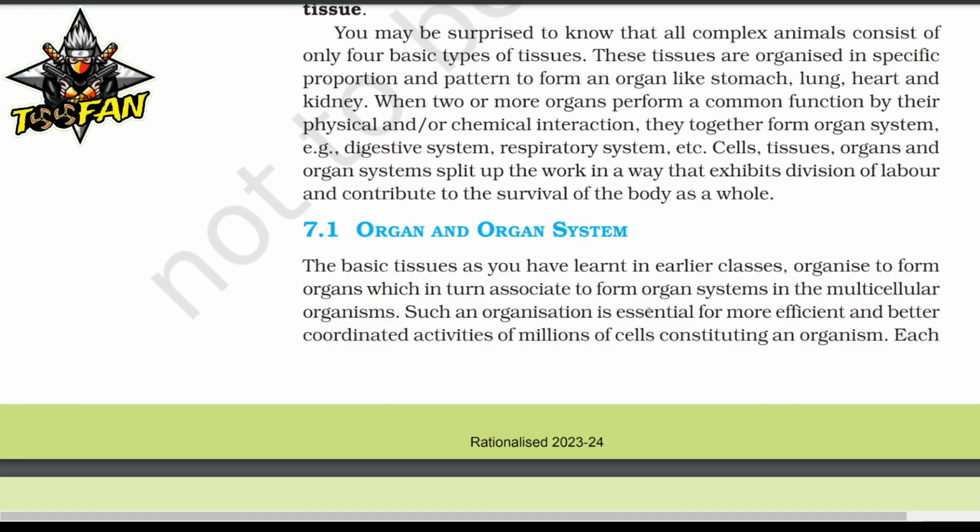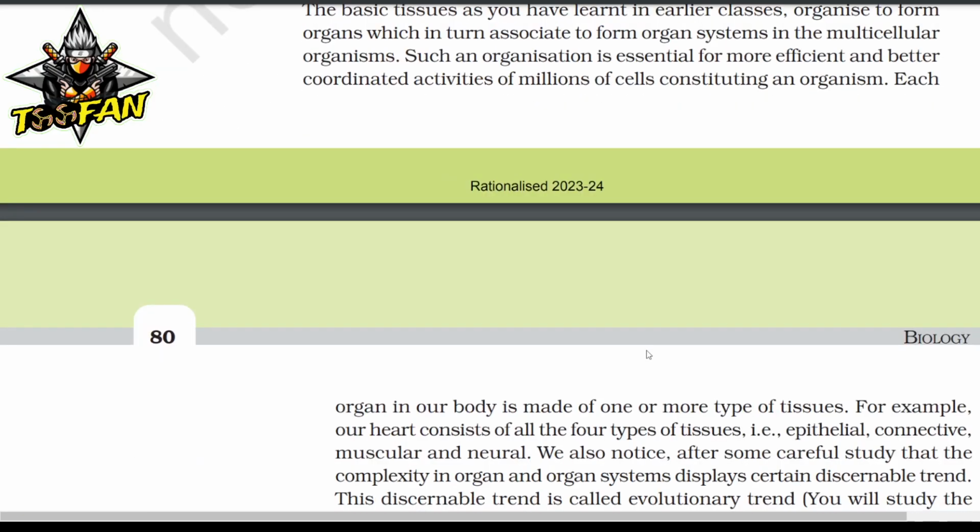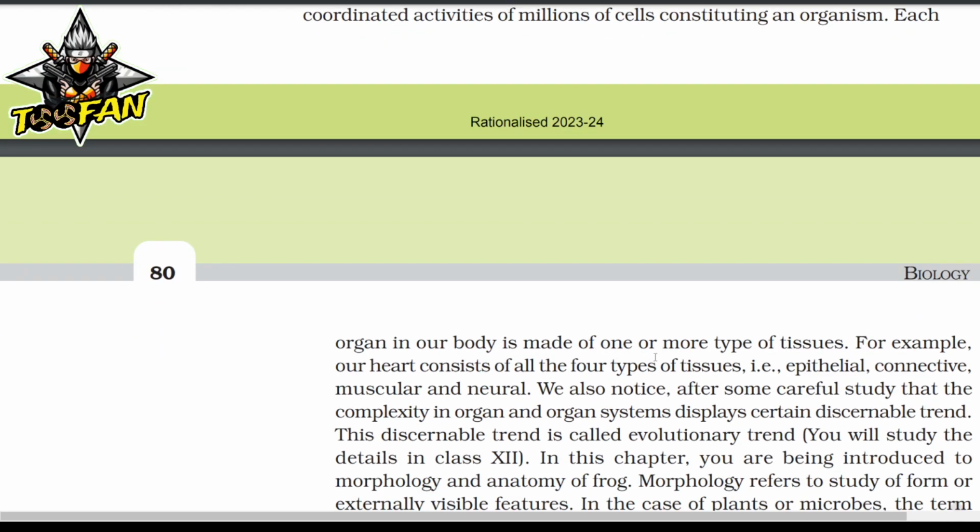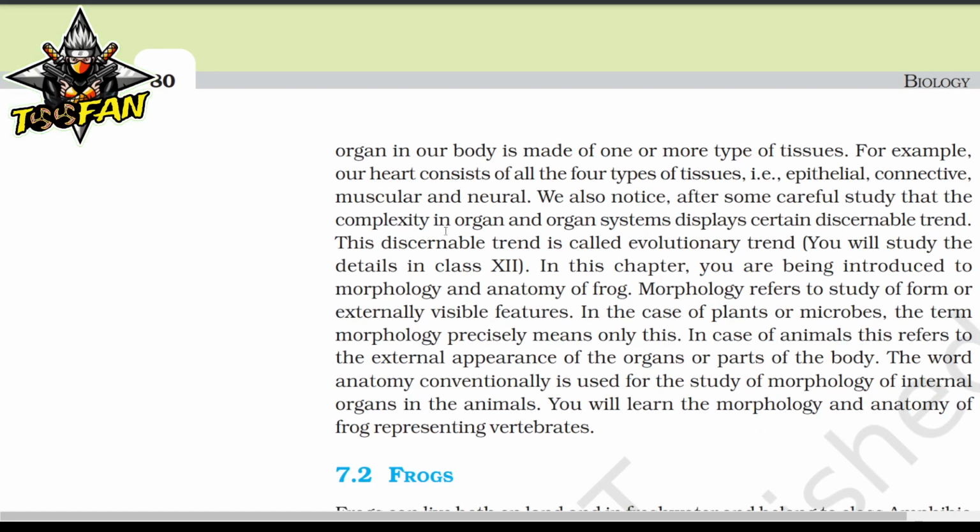Such an organization is essential for more efficient and better coordinated activities of millions of cells constituting an organism. Each organ in our body is made up of one or more types of tissues. For example, our heart consists of all the four types of tissue, that is epithelial, connective, muscular, and neural. We also notice after some careful study that the complexity in organ and organ system displays a certain discernible trend. This discernible trend is called evolutionary trend. Now you will study the details in Class 12.